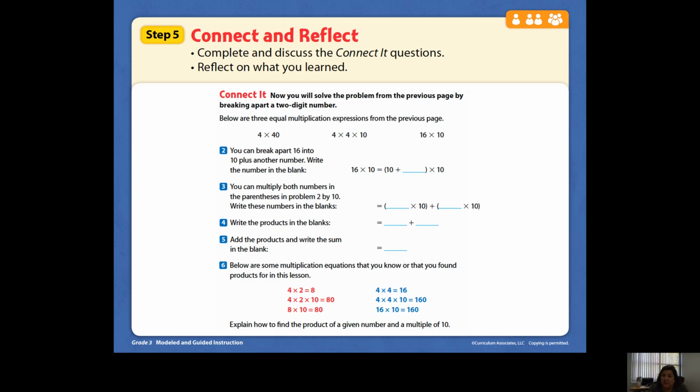Now, let's do the same thing with 10. You guys do it on your own and see if you can figure out by counting by tens what 10 times 10 is. If you got 100, you are correct. So now on number 4, we should have 60 plus 100. And now we simply add these products together to find the sum. And if we add 100 plus 60, we will get 160.